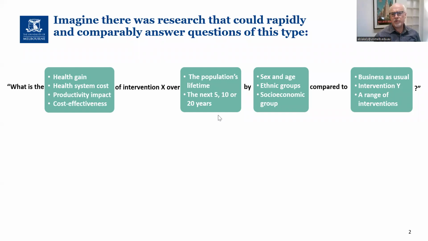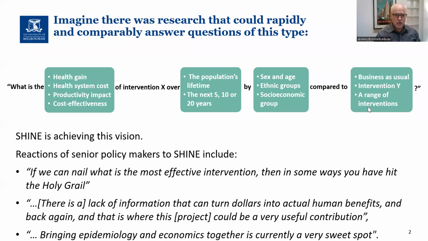So I mentioned that there was research that could rapidly and comparably answer questions of this type. What is the health gain or health system cost or productivity impact or cost effectiveness of any intervention X over the population's lifetime, or maybe just the next 5 years, by strata of sex and age, by ethnic group or socioeconomic group to look at inequalities, compared to business as usual or another intervention Y or range of interventions? Well, that's what SHINE's achieving at the moment.